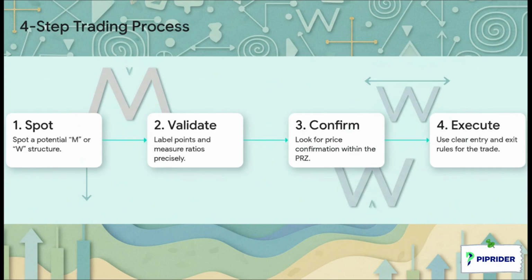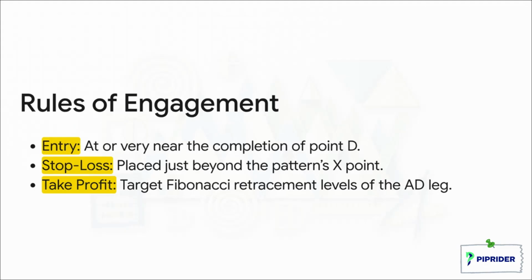Third, you wait and watch for confirmation right inside that PRZ. And only then, after all that, do you execute the trade. And here are your rules of engagement. Your entry is going to be at or very, very close to that D point completion. Your stop loss, your safety net, goes just beyond point X, the start of the whole pattern. And for your take profit targets, you're usually aiming for Fibonacci levels of the entire move from A to D.